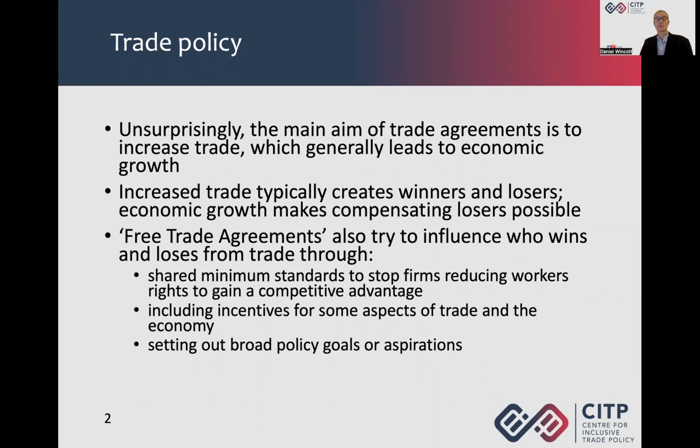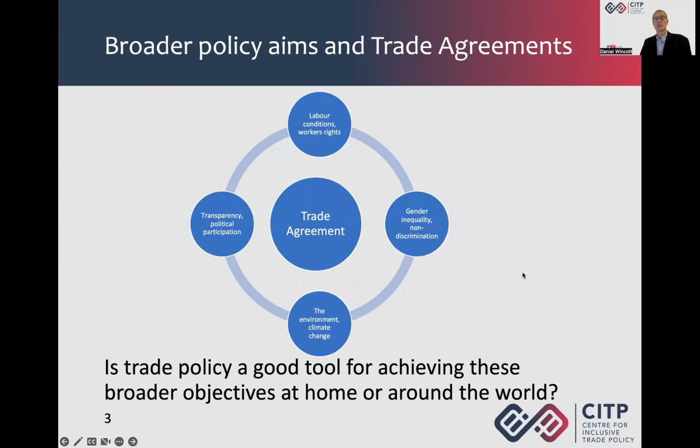Free trade agreements, which try to reduce barriers to trade between the countries that agree them, also try to influence who wins and loses from trade through shared minimum standards to stop firms reducing workers' rights to gain a competitive advantage, including incentives for some aspects of trade and the economy, and setting out broad policy goals and aspirations.